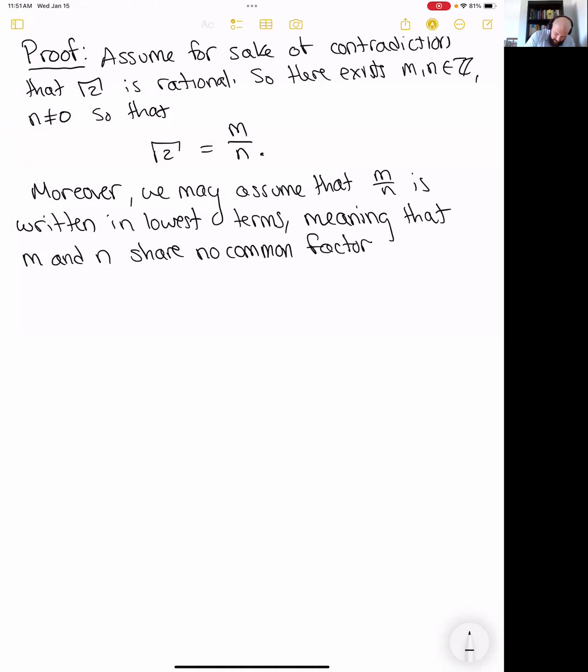Okay, basically, if they did share two common factors, you could just cancel it out and then give me the new fraction that doesn't. So although you could have come up with a fraction that does have common factors in the way that you expressed it with m and n, I can always remove the common factors. And so I'm just saying I want to be in the situation where I've already removed all the common factors, right? Okay, no problem.